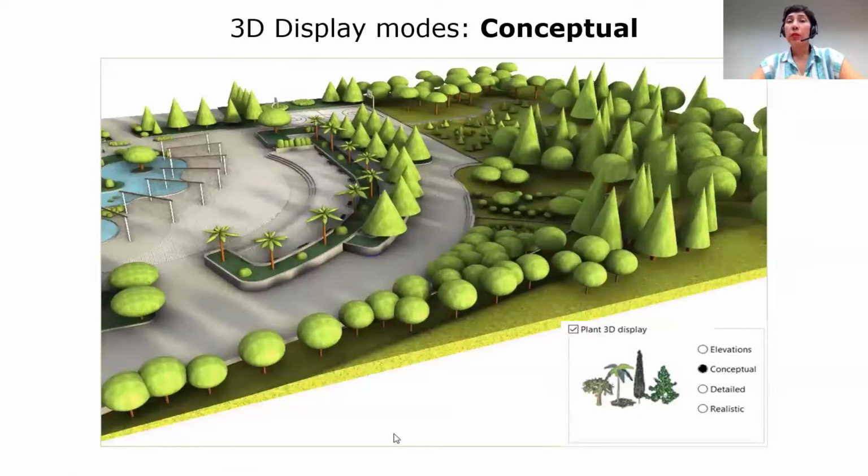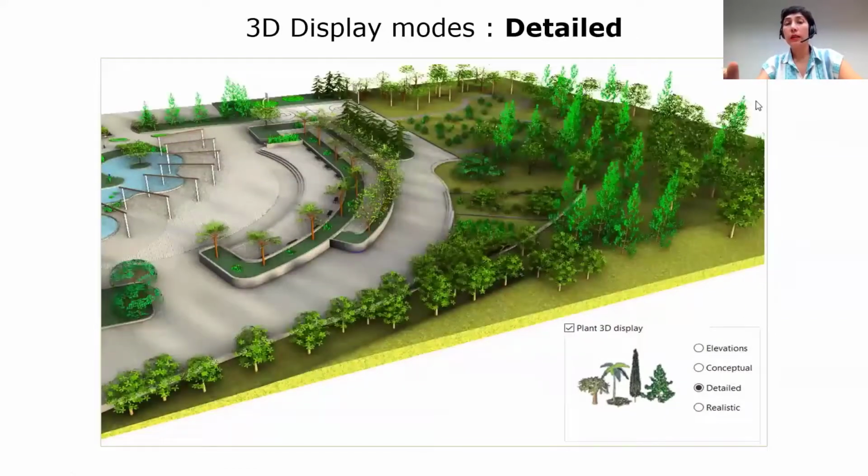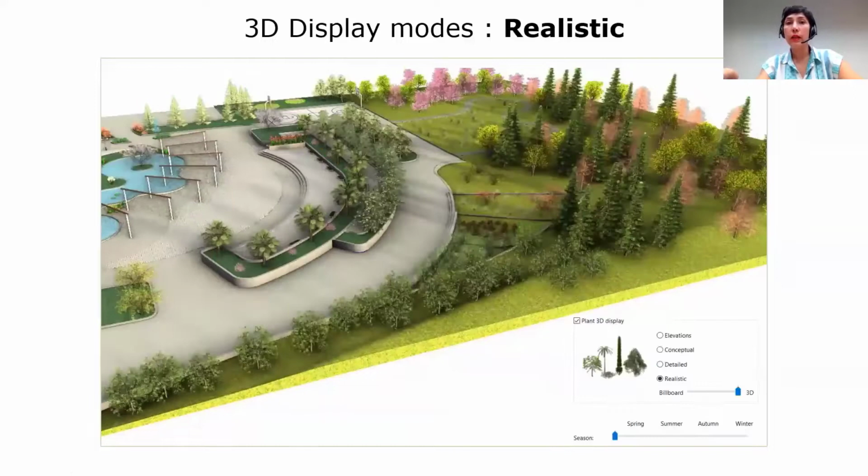Plants have different display modes. So this is the conceptual one. Then by one click, you get the detailed one, and by another click, you get the realistic one, which is the realistic, high detail models of plant species. In realistic display, you have also the access to change and to watch the seasonal change of the project. So you can shift from spring to summer or to winter and see how the landscape will change its appearance.